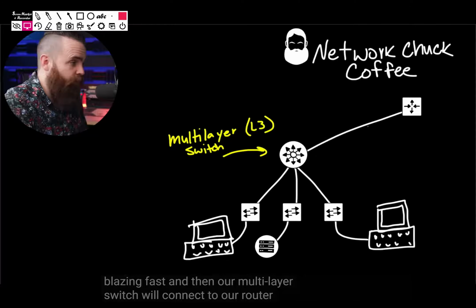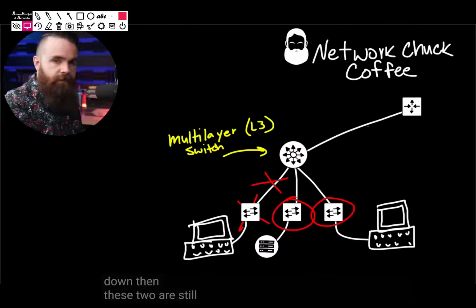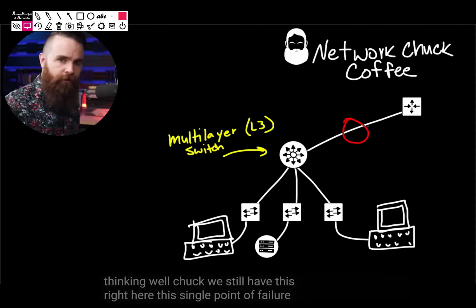And then our multi-layer switch will connect to our router, and we're looking a bit better right now, aren't we? I mean, it's really beautiful. If this connection goes down or this switch goes down, then these two are still up. This computer's still up, this server's still up. It's better, right? And I'm sure you're thinking, well, Chuck, we still have this right here, this single point of failure. Yeah, we'll get to that.